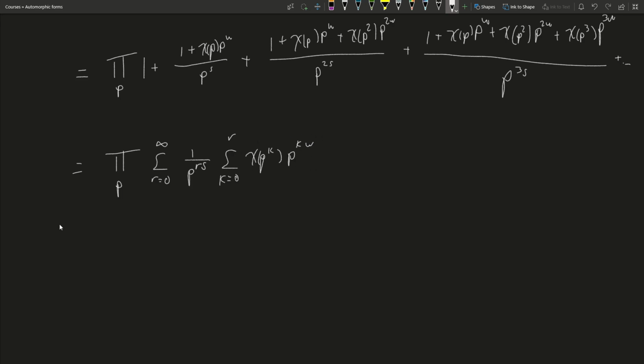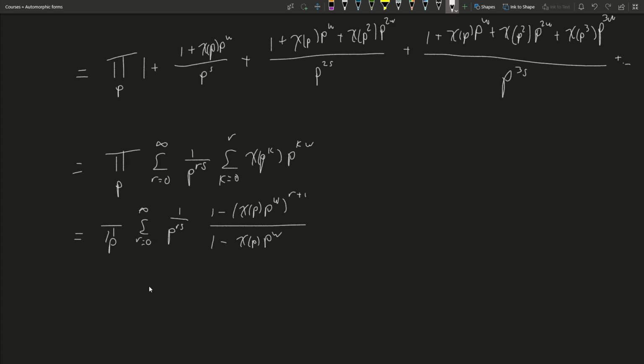And now these are geometric series, so it's going to be the product over primes, sum r from 0 to infinity, 1 over p to the rs, and then evaluating this geometric series, just 1 minus chi p to the w to the r plus 1 over 1 minus chi p to the w. And now we have the sum over r to deal with.